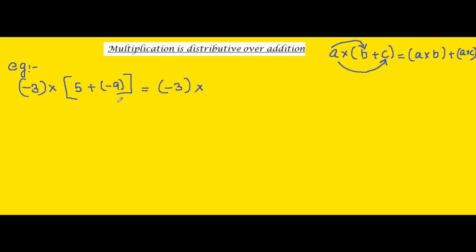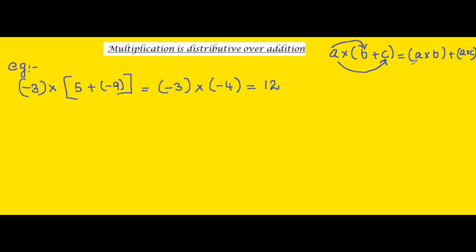5 is a positive integer. -9 is a negative integer. So what is the sum? Using the rule, we got the sum as -4. And what is the answer? The product of negative integers, it is a positive integer. Yes, 3 times 4, it is 12.